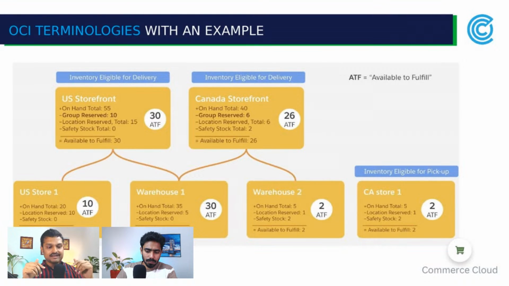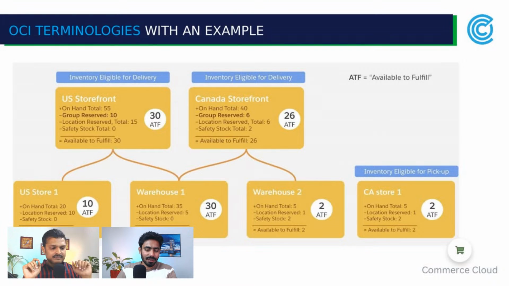But here what will happen? We will create a location group which will group Warehouse 1 and Warehouse 2, and that location group will be mapped to the Canada Storefront. So now if I place an order in the Canada Storefront, that will be fulfilled by either Warehouse 1 or Warehouse 2, depending on so many things that we will talk about in a minute.